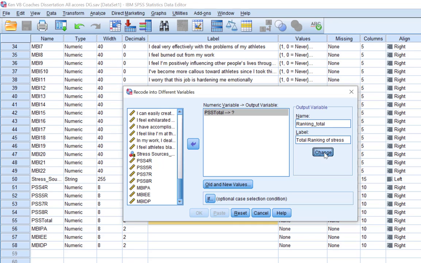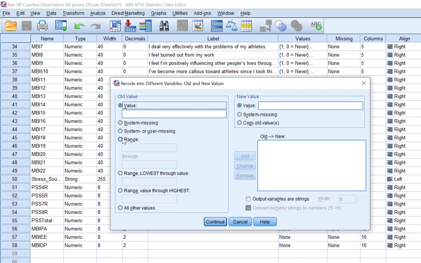So I'm going to create a new variable. It's going to be called ranking total. And so the range is, so what would be low? I need to pull up the PDF. No, because this is for something else. Oh. I think it's under 12, maybe. So 27, above 27 is high? Including 27. 27 and above.